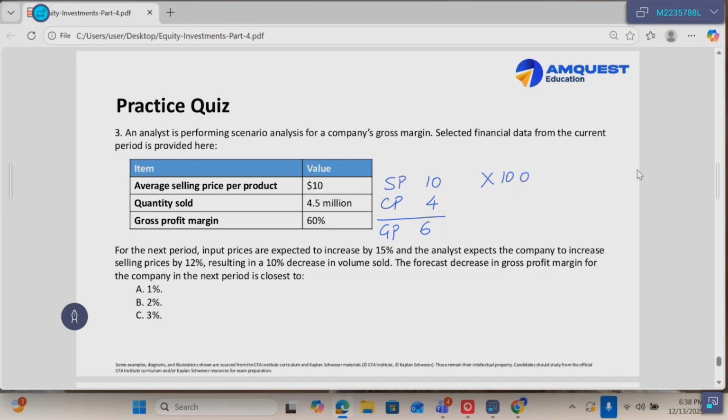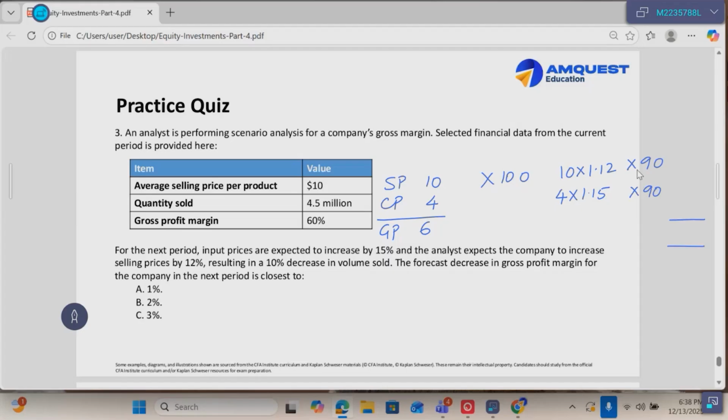So what we are saying is input prices are expected to increase by 15%. So this is going to be 4 multiplied by 1.15. Selling prices are increasing by 12%, so it is going to be 10 multiplied by 1.12. And my volumes are decreasing by 10%, so instead of taking 100, I will have to take 90.